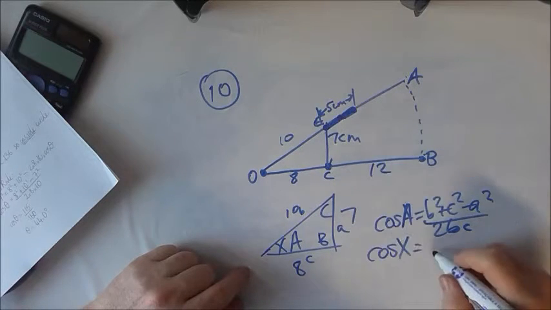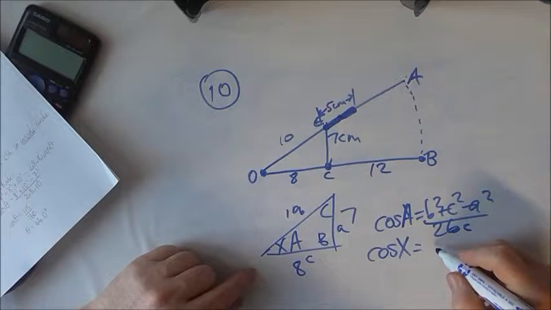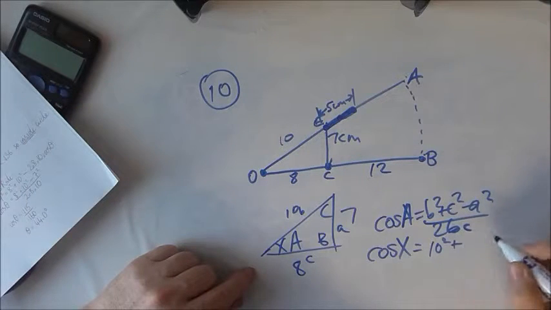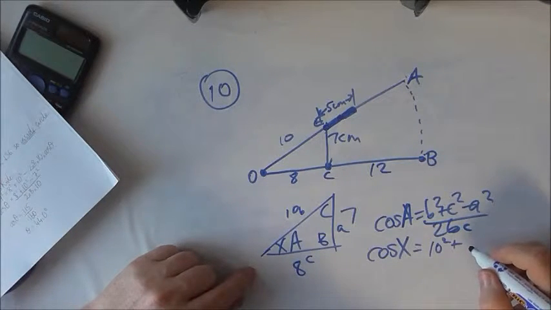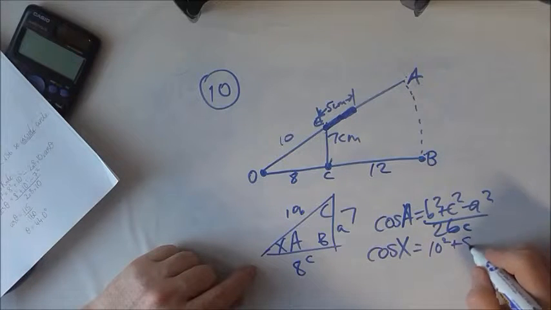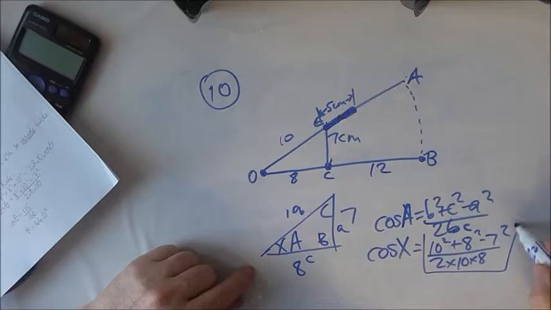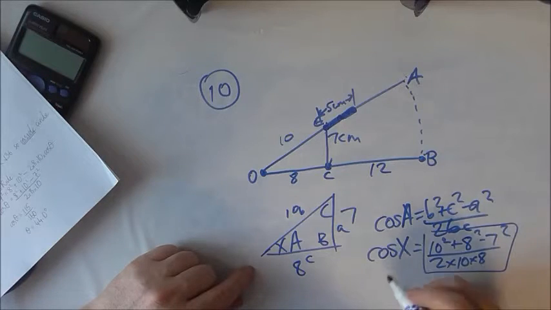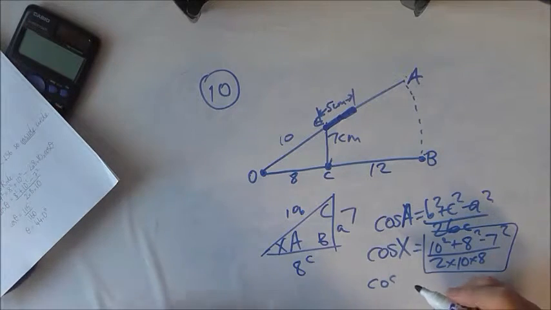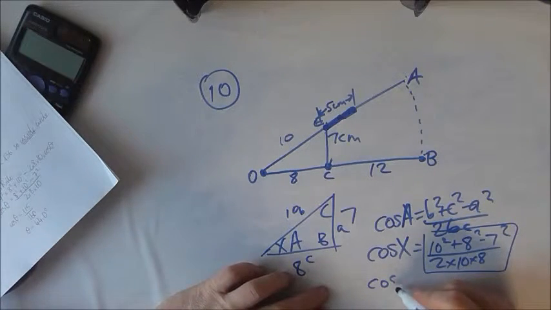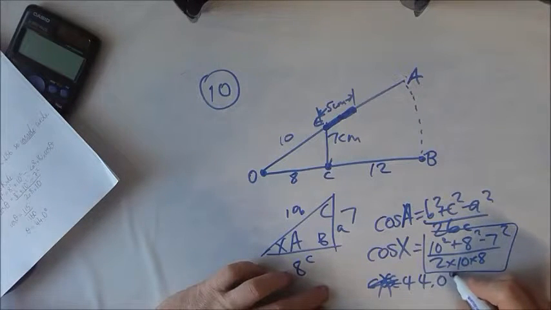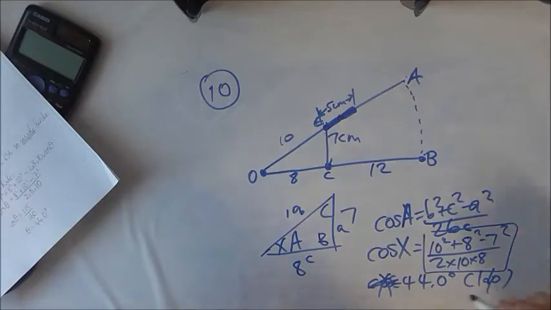Substitute what each thing is equal to. 10 squared plus 8 squared minus 7 squared all over 2 times 10 times 8. Nice big calculator with a big screen. Type that in as it actually appears. Go shift cos on all of that and you'll get 44.0 degrees to 1 decimal place.